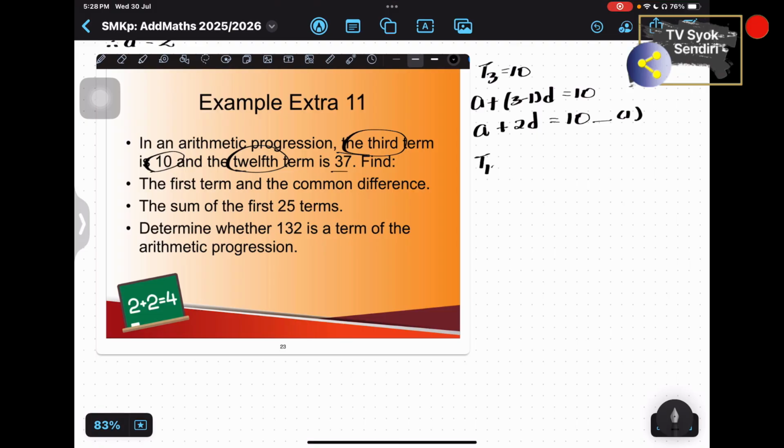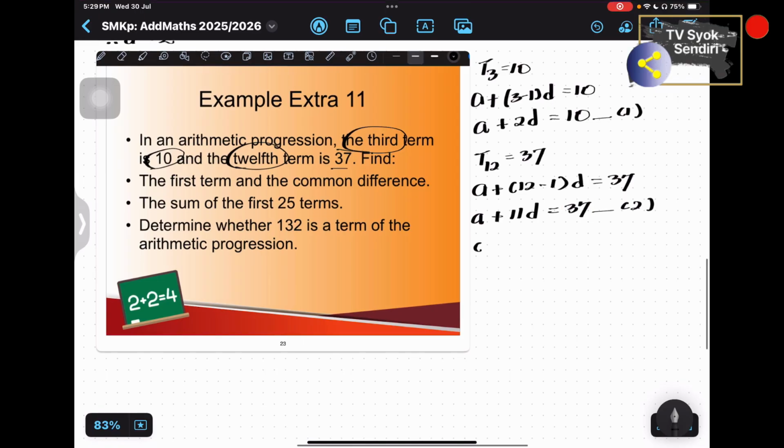Label as number 1. Okay. Then the second one is the 12th term, so T12 equals 37. Now it's going to be A plus (12 minus 1) multiplied by D equal to 37, so it will be A plus 11D equal to 37. Call it the second equation.